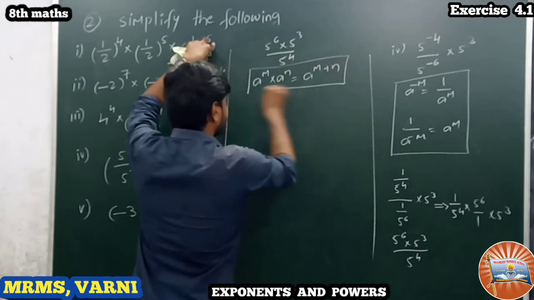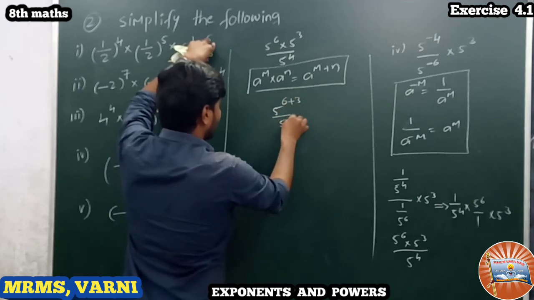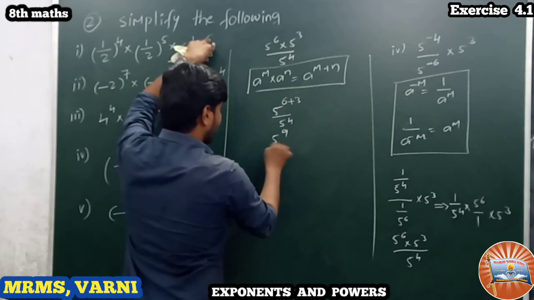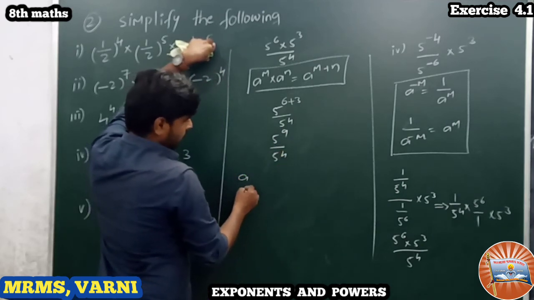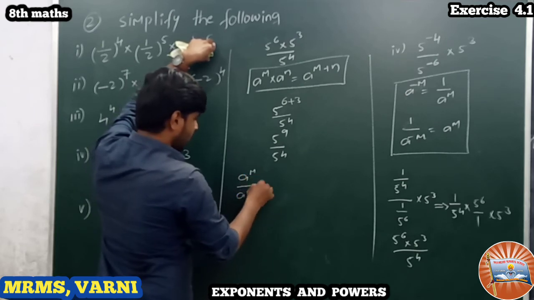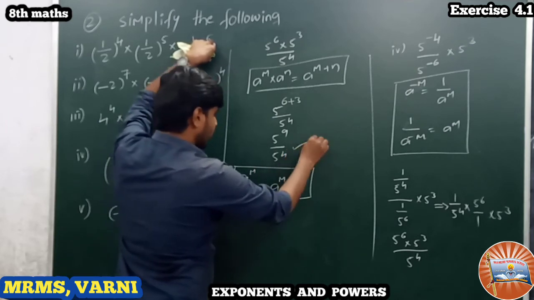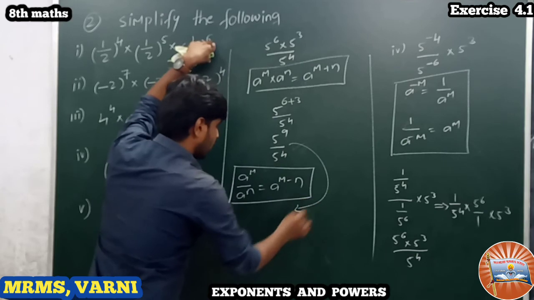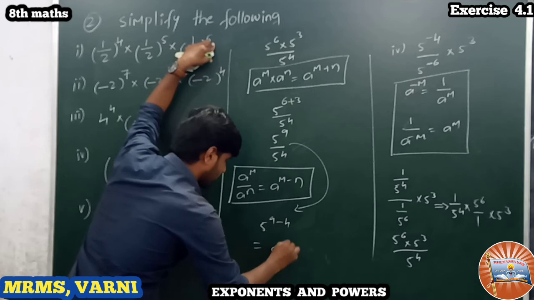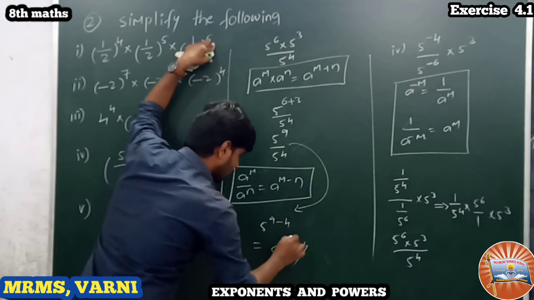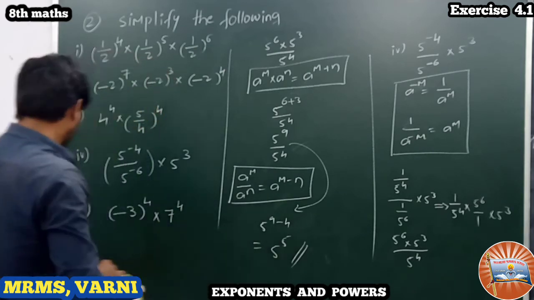Okay, so it becomes 5 power 6 plus 3 by 5 power 4. This is nothing but 5 power 9 by 5 power 4. Again, a power m by a power n is equal to a power m minus n. With the use of this formula, this becomes 5 power 9 minus 4, nothing but 5 power 5, is the answer. Okay, this is the final answer.